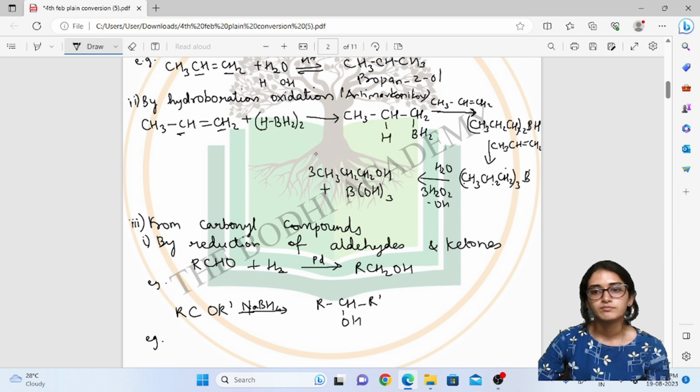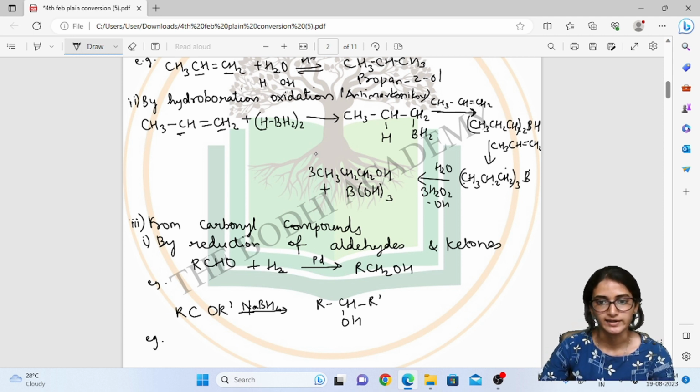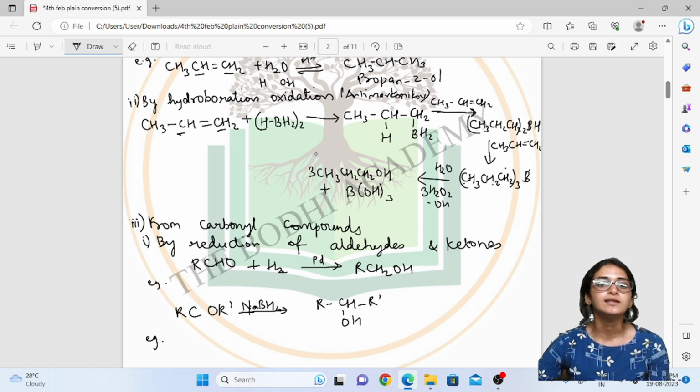Now I got a compound with borane, so that I can add the peroxide. After adding peroxide, what will happen? I will get the product, that is alcohol. I will get the addition product here. Now after adding peroxide, I will see the effect over here. That is, I will get a propanol which is formed by anti-Markovnikov's rule. So this was the product by hydroboration oxidation reaction. The only thing you have to remember here is that we use anti-Markovnikov's rule in the hydroboration oxidation reaction.